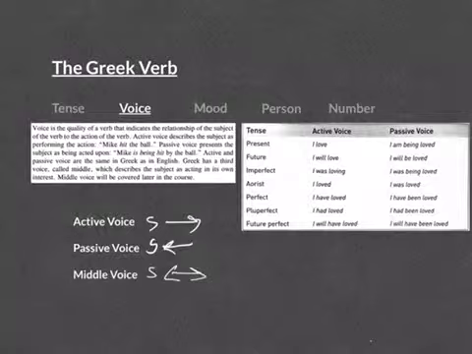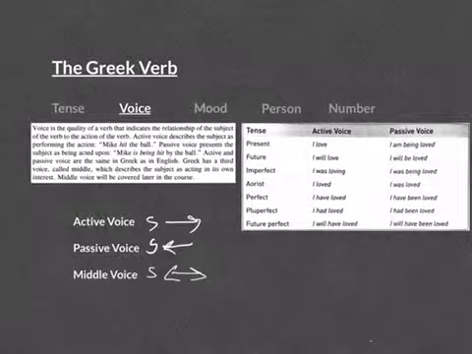As you can see in the present tense, if we use the word I love, the active voice would be I love or I am loving, depending on context. The passive would be I am being loved. Future tense would be I will love or I will be loving, and passive is I will be loved. Does that make sense?